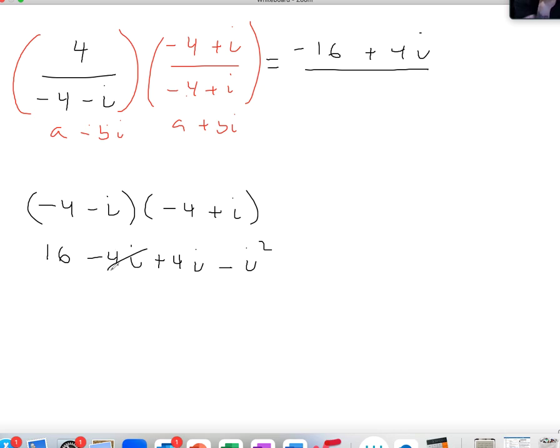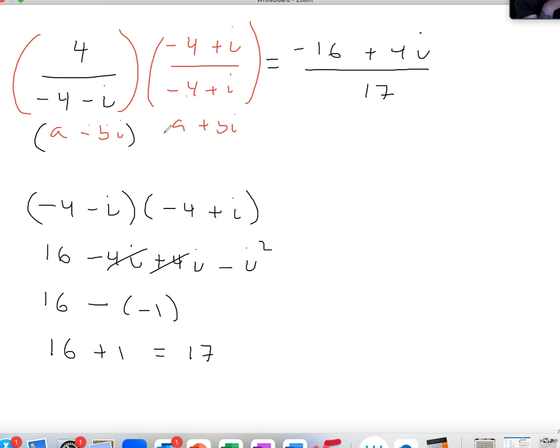From there you can cancel negative 4i plus 4i, those reduce. So then this becomes 16 and then minus the i squared. But remember, i squared is negative 1, so that's minus negative 1. So that is really 16 plus 1, which would make 17. So right here, that would be a 17. That was the hard way to do this.